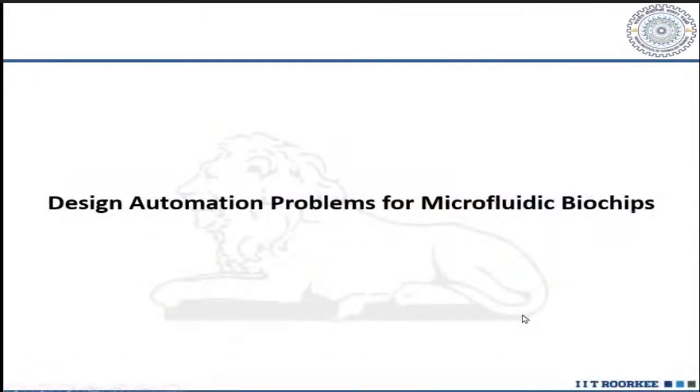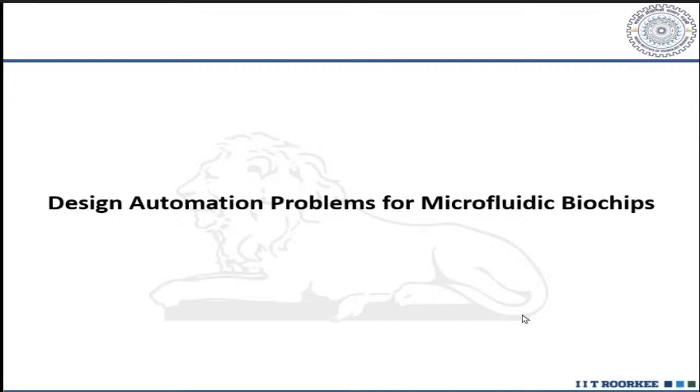So maybe now I will go to the discussion on the design automation problems. That's the main part. Where is the computer science? I think by now you have understood how these chips are working, and where is the need of computer science?